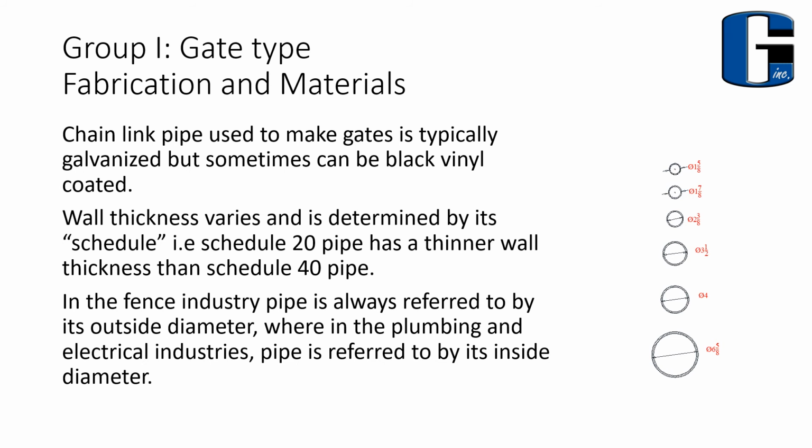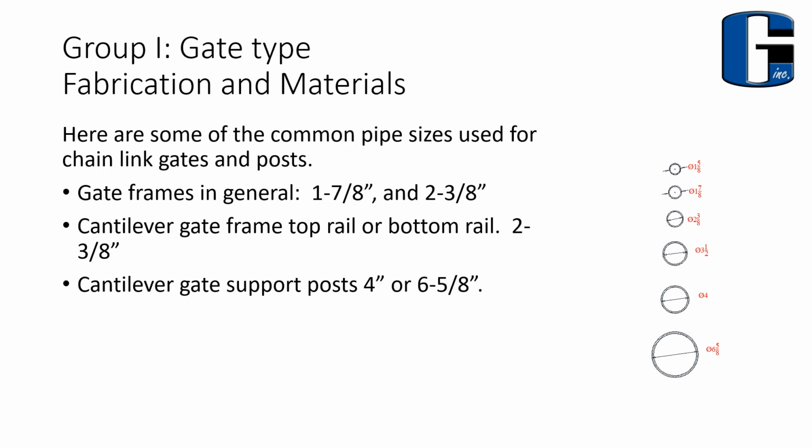So in our fence industry, a 4-inch post has a 4-inch outside diameter. Here are some of the common pipe sizes used for the chain link gates and posts. Most gate frames in general are 1 7/8" and sometimes 2 3/8".